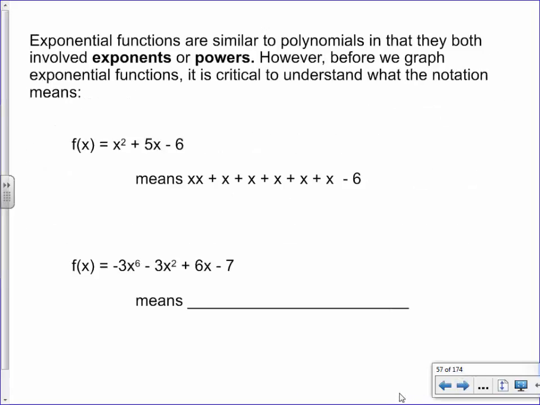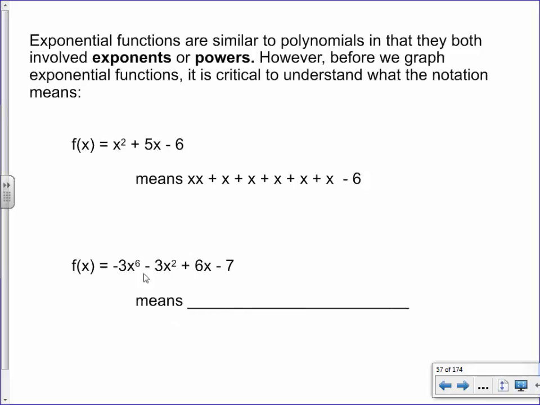Okay, here's a review slide just talking about, again, how exponents work. They're similar in that they both have exponents and powers. What sort of graph is this? This is quadratic, right? Well, just to remind you what this actually means at a below-surface level, x squared means x times x. 5x though means x plus x plus x plus x plus x. 5 times. We've added x to itself 5 times. That's what 5x means. Minus 6.